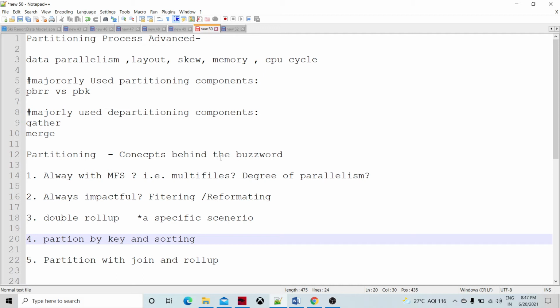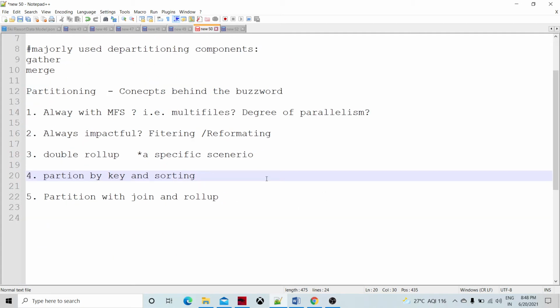So if we give 1 million records to the partition by round robin and then the rollup, there will be a reduction of at least 80% or 90% of the records, right? And then again we can use the partition by key, and then we can use the key based rollup, right?